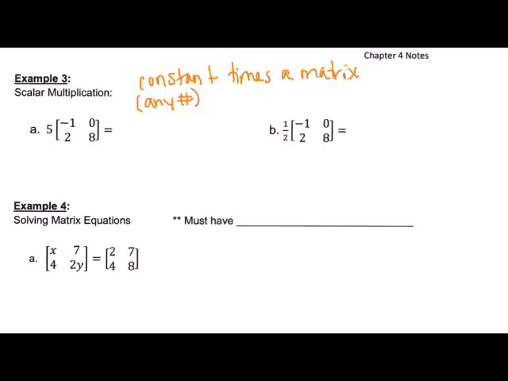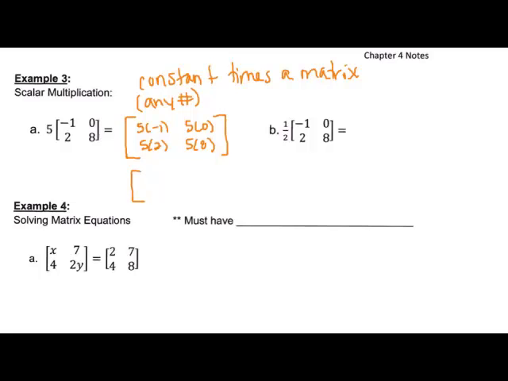Matrices can also be multiplied by a constant, and we call this scalar multiplication. So we simply take the number outside and multiply it by everything inside the matrix, just like we would with the distributive property. We're distributing the number out front by everything inside of the matrix. So with this first one, we are multiplying 5 times everything inside the matrix. So we have 5 times negative 1, 5 times 0, 5 times 2, and 5 times 8.